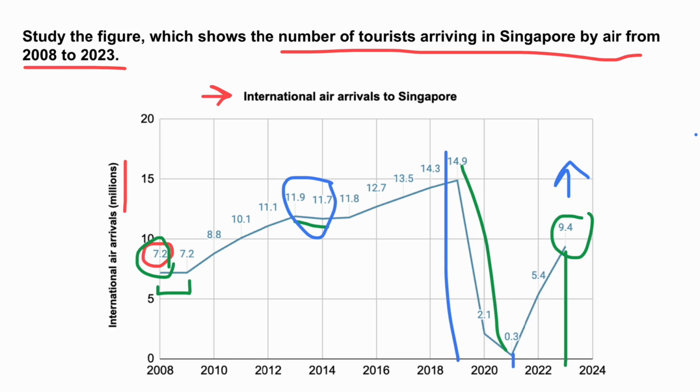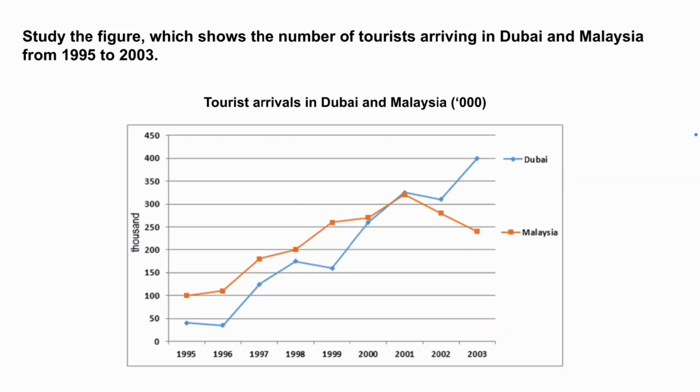Moving on to the next graph. Here, we see a comparative line graph. Comparative line graphs just mean that you have more than one graph. In this case, you have 2. In some cases, you have 3 or even more than that. The tricky thing about these graphs is that you need to pay attention to what the question is asking you for. Is it asking you to focus on Malaysia? Is it asking you to focus on Dubai? Or are they asking you to compare between both countries?